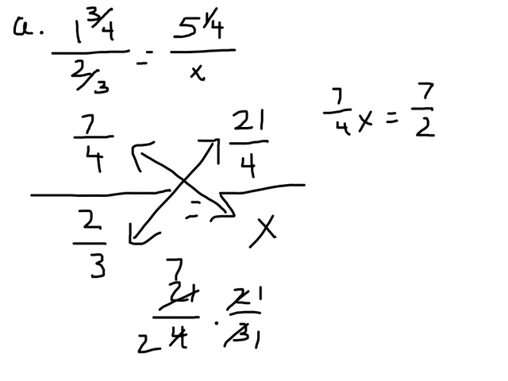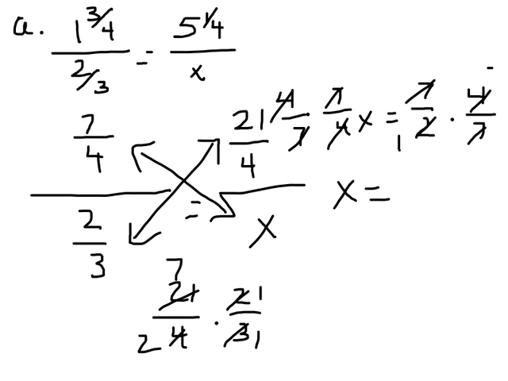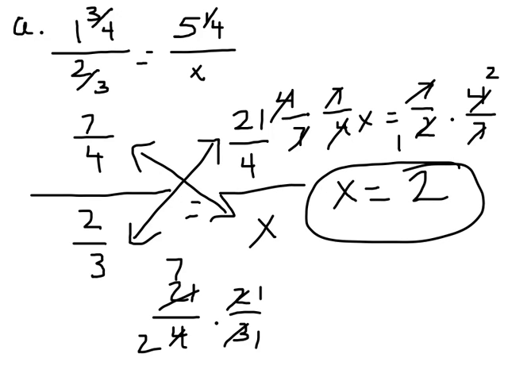Now I need to get rid of the 7/4 to get x by itself, so I will invert and multiply. And here again, I can do some cross canceling. Those cancel each other out. This becomes a 1, that becomes a 2, and my answer is 2. Alright, moving on.